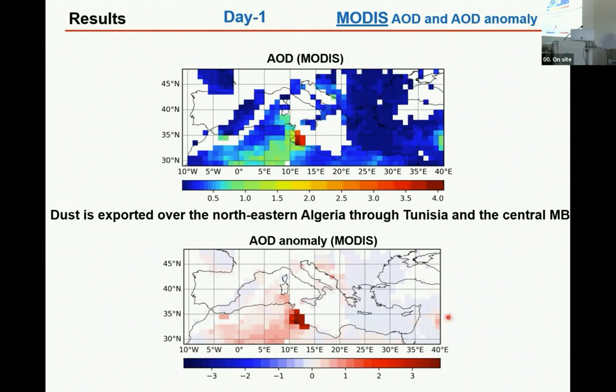Here we present the AOD and AOD anomaly distributions. As we can see, dust is exported from northeastern Algeria through Tunisia and the central Mediterranean basin. Missing values are indicated with white shaded areas, and AOD is high, reaching values up to 4. High is also the AOD anomaly, with maximum values up to 4 again.